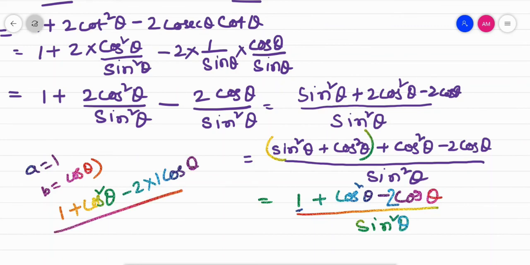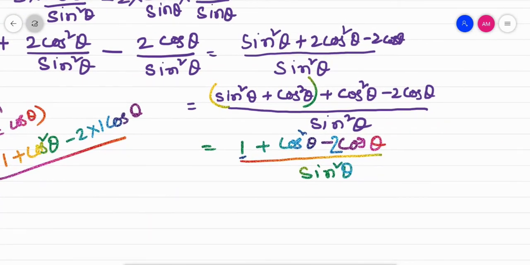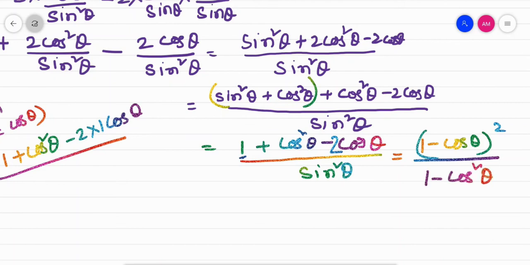That means you can write 1 plus cos square theta minus 2 cos theta as 1 minus cos theta whole square, and divided by, see here, this is sin square theta. This can be written as 1 minus cos square theta. Why 1 minus cos square theta? Sin square theta plus cos square theta is equal to 1, so from there you can write sin square theta is equal to 1 minus cos square theta.